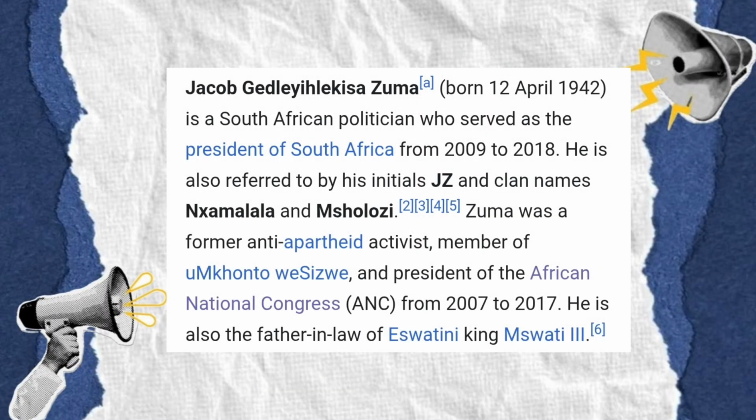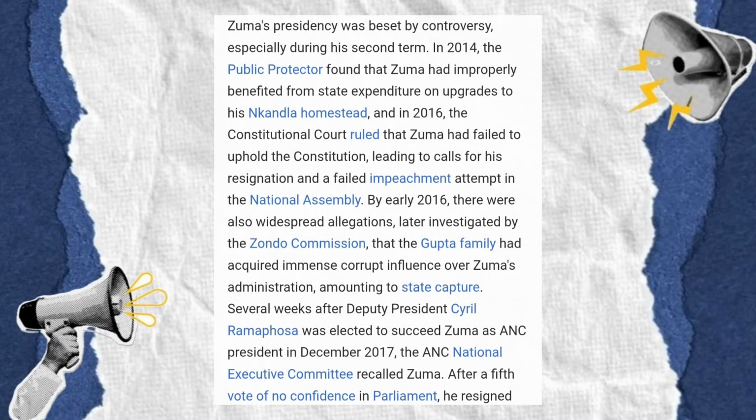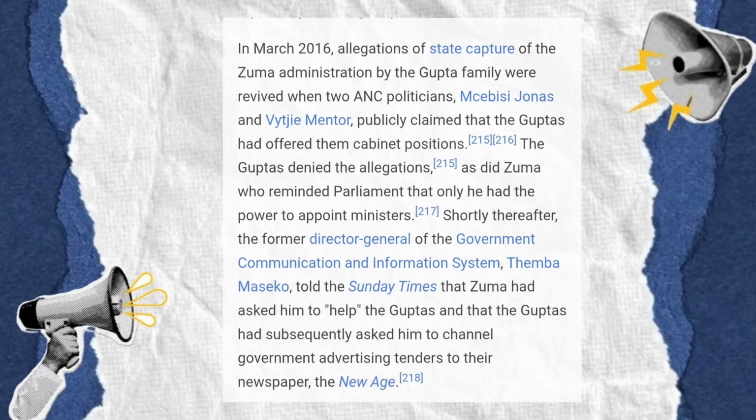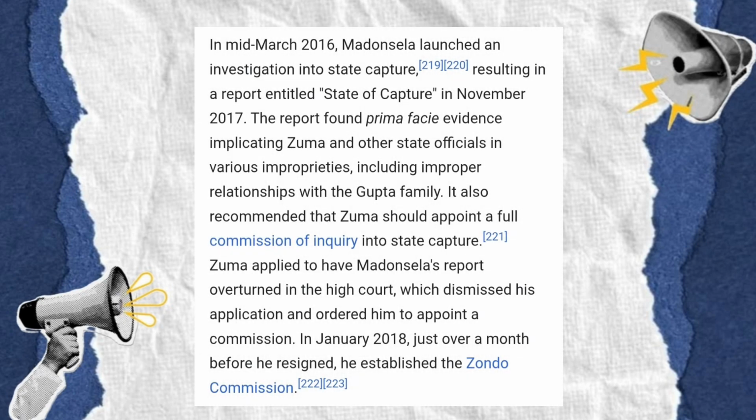Then, Jacob Zuma came into power. Zuma became the president in 2009. His time in office became strongly linked to corruption allegations and something called state capture. State capture is basically when powerful private interests are accused of influencing government institutions and state-owned companies for their own benefits. The controversy became huge.